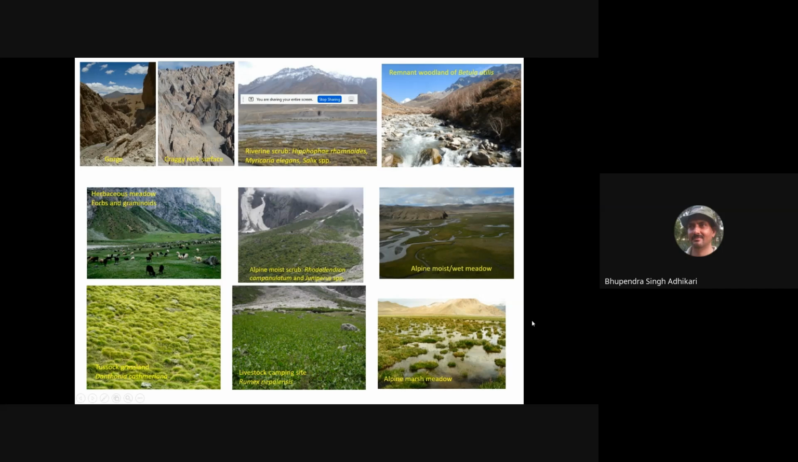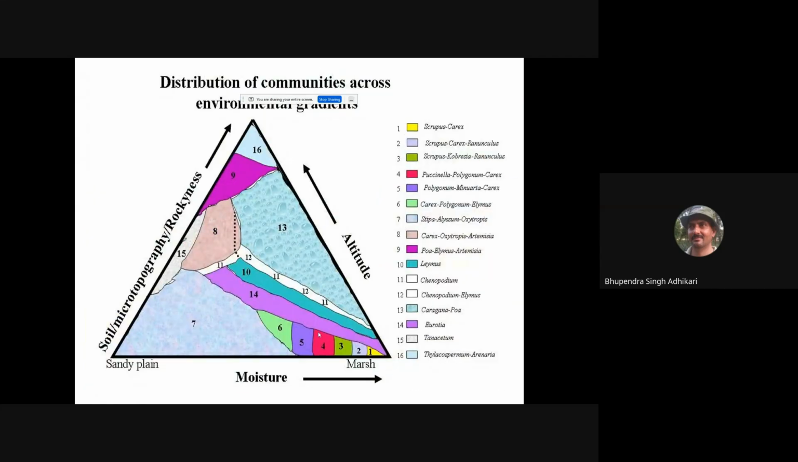So here you can see different landscape forms. Rocky successional scrubs are dominated by Hippophae, Myricaria, Salix and all those kinds of things. Sometimes we have remnant patches of forest also in the Trans-Himalayan region, all along the river, and at the same time the rivers form the alpine moist or wet meadows. In the lower side you can see the marshy meadows are also there. Then there are lower sites like terraces of Danthonia and livestock camping sites, which we can also find in our Greater Himalaya.